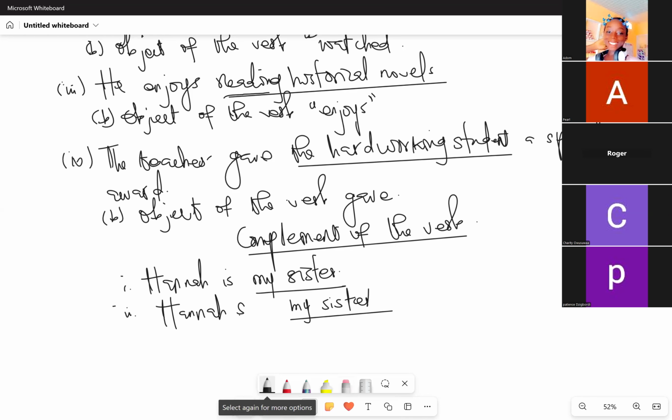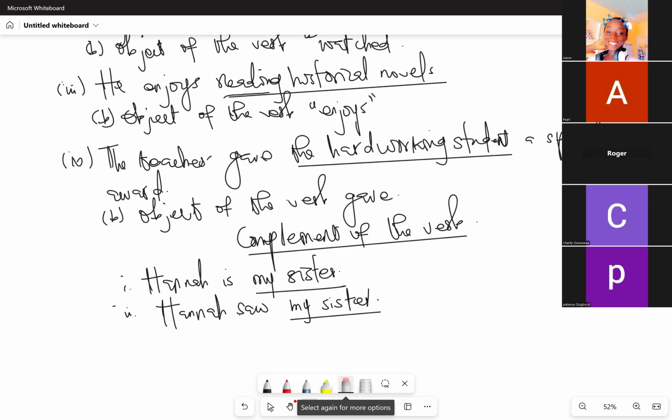I'm saying, how many items or people are we talking about in I? How many people are we talking about in II? Sir, I is one, and II is two. Yeah, that's right. Does anyone have a different perspective about this? No, sir. Yeah, so in Hannah is my sister, we are talking about one person, right? Hannah saw my sister, we are talking about two people. Who are they? Hannah and what? My sister.